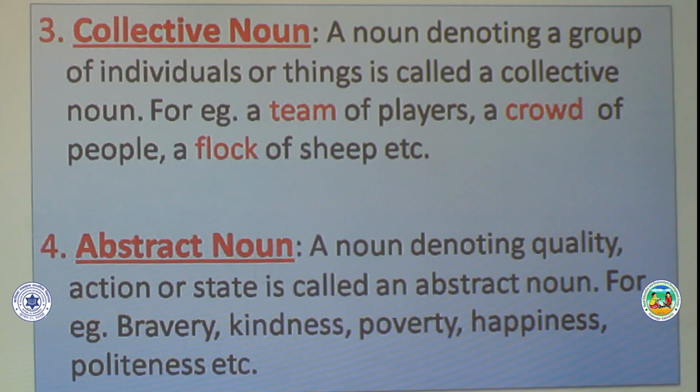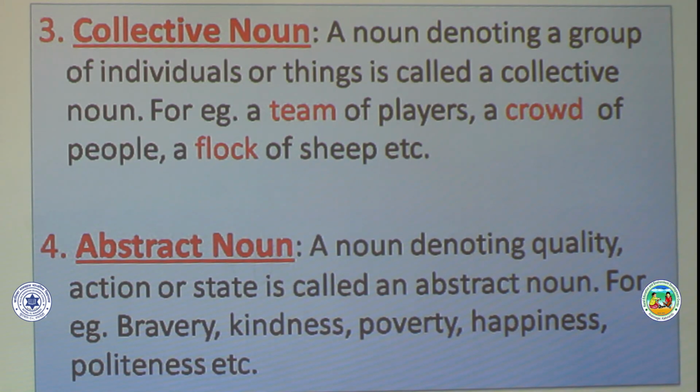So, crowd is a collective noun. It is the collection of people. Likewise, a collection of bees is a swarm or hive. You can write either swarm or hive. Both are correct. Now, the collection of players is called what? Team. So, crowd, swarm, hive and team, these are collective nouns. Clear?